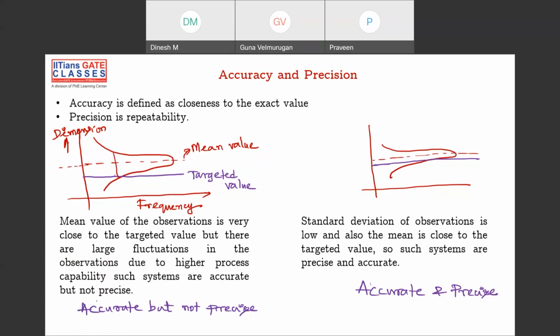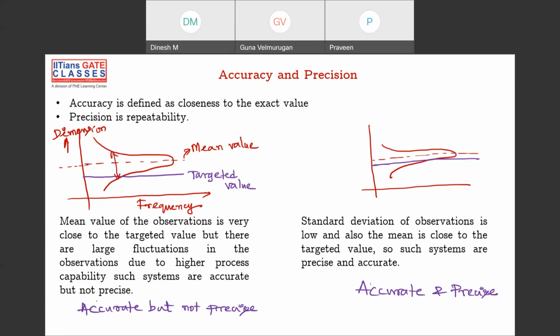The standard deviation is very less. Standard deviation is very less means the repetitiveness is very high. The repetitiveness is very high.